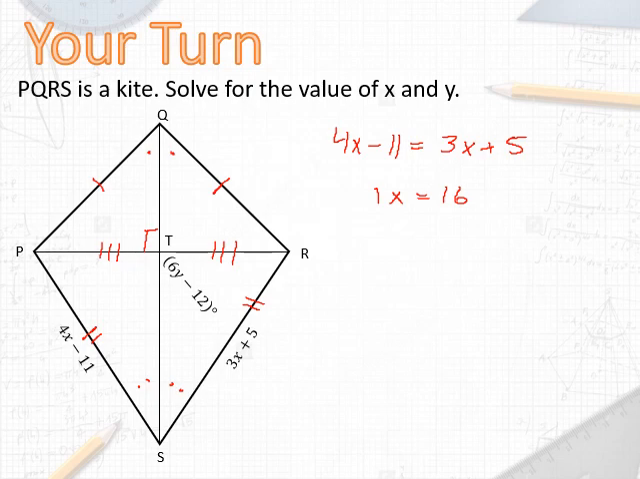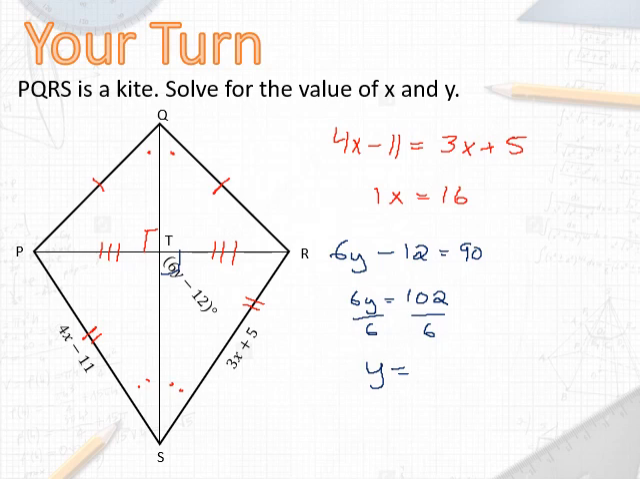And then the angle that 6y minus 12 is equal to, that's also going to be a right angle, so we're going to be able to just say, okay, this is 90 degrees, so 6y minus 12 is going to be equal to 90, and that means 6y is equal to 102. Divide both sides by 6. y is equal to 102 divided by 6, which is 17.